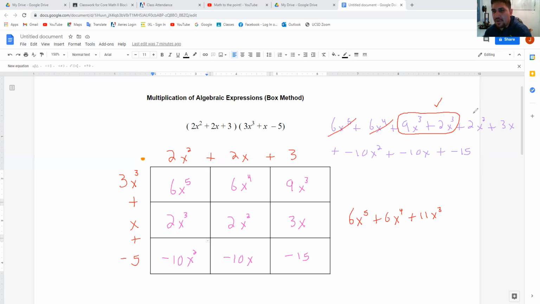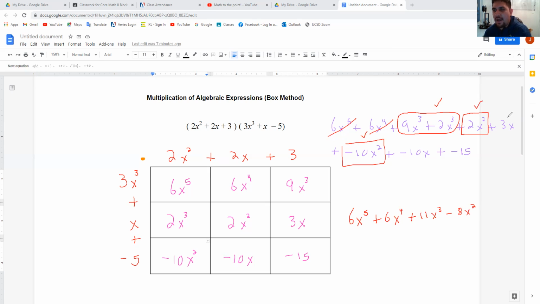And then if you notice, I have this 2x to the power of 2, and I have this negative 10x to the power of 2 that can also be combined. So in this case, if you add 2x to the power of 2 plus minus 10x to the power of 2, they're going to end up subtracting. And the answer will be this negative 8x to the power of 2.